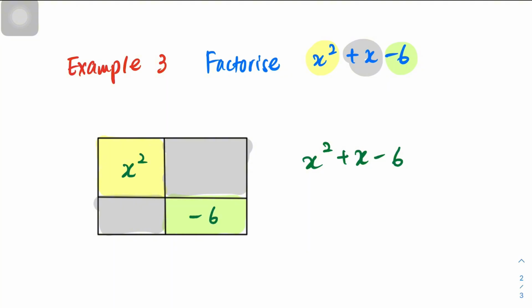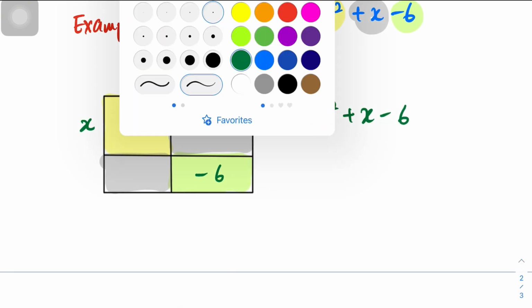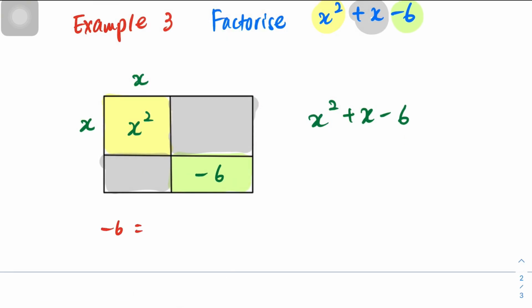Alright, so let's try to guess what would be the factors. We know for sure that x times x is going to give us x squared. How can we get negative 6? Right, we can get negative 6 in many different ways. For example, negative 6 can be negative 1 times 6. It can even be negative 6 times 1. It can also be negative 3 times 2 or negative 2 times 3. So as you can see, there are a few combinations that we need to test out.